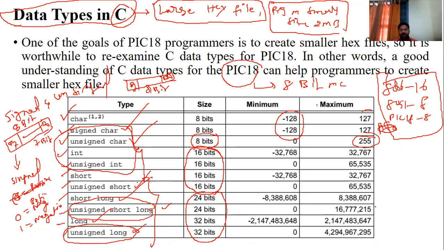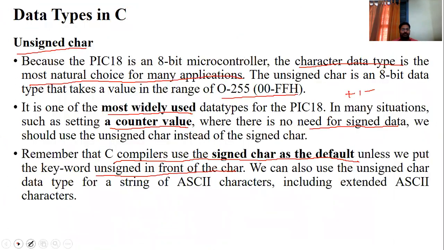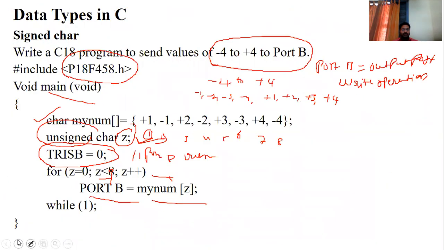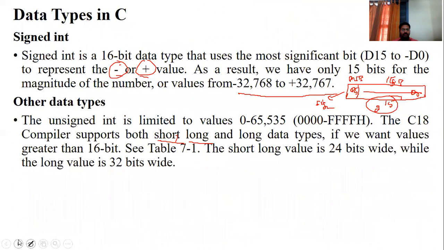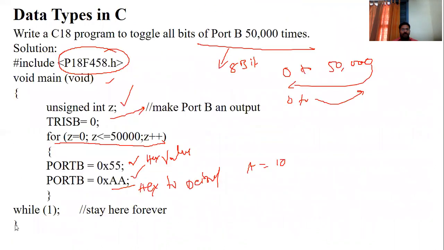Because unsigned short value is only 65,000. Remember, what is the value here? They can use 65,000, but they are using the unsigned short long, whose range is 16 lakh. See this, that value is 50,000.